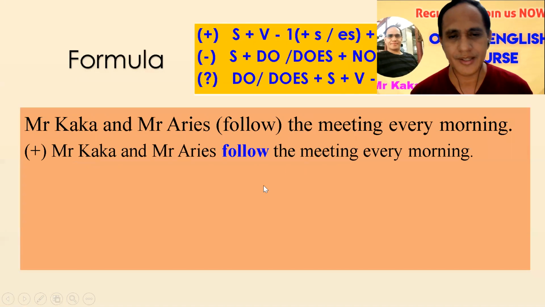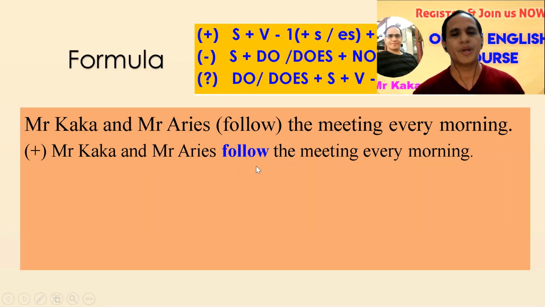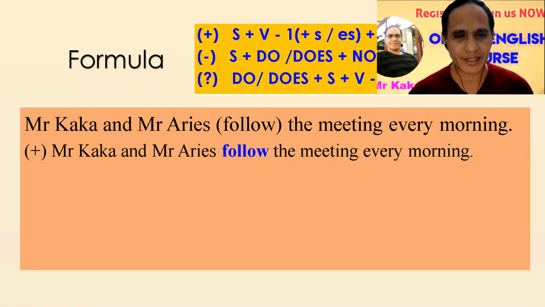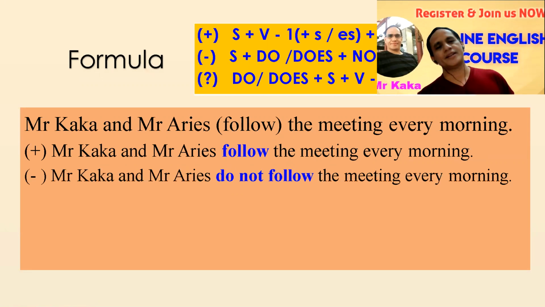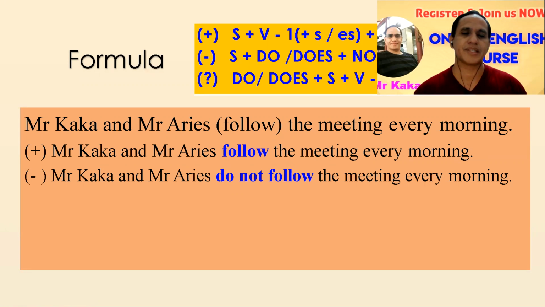Have a look at this verb. We don't need to add s or es for this sentence, because the subject of the sentence is plural. If the subject is more than one person, there's no need for you to add s or es. And then the negative form of the sentence will be: Mr. Kaka and Mr. Aris do not follow the meeting every day.